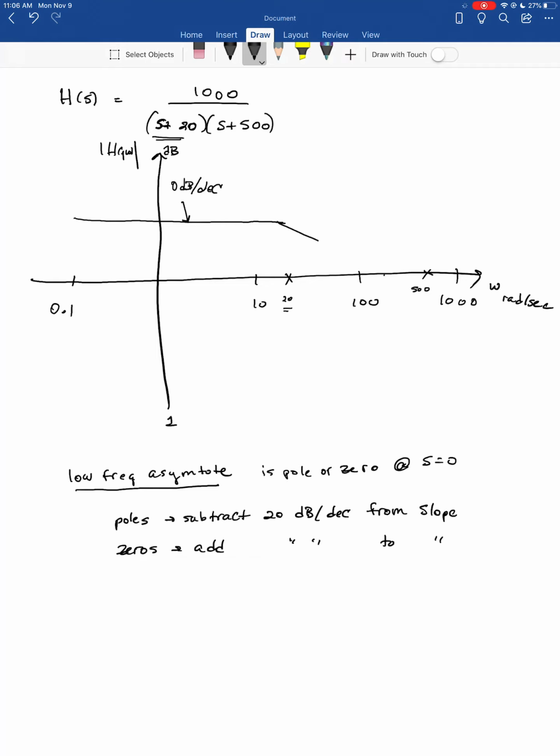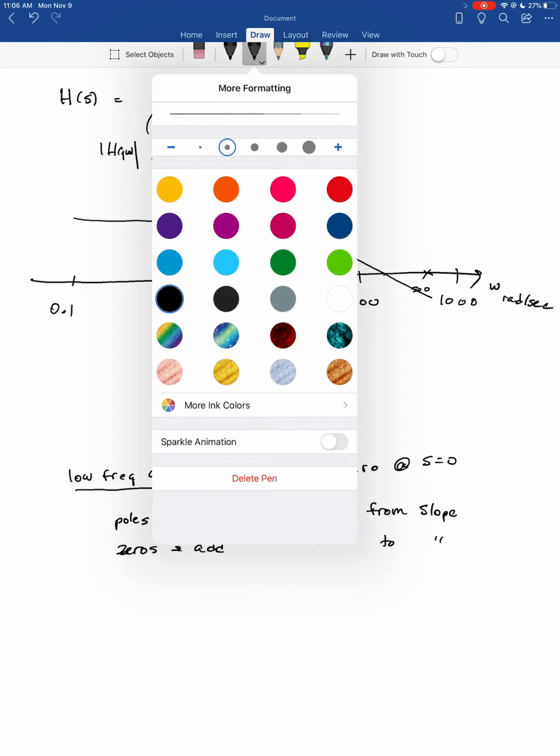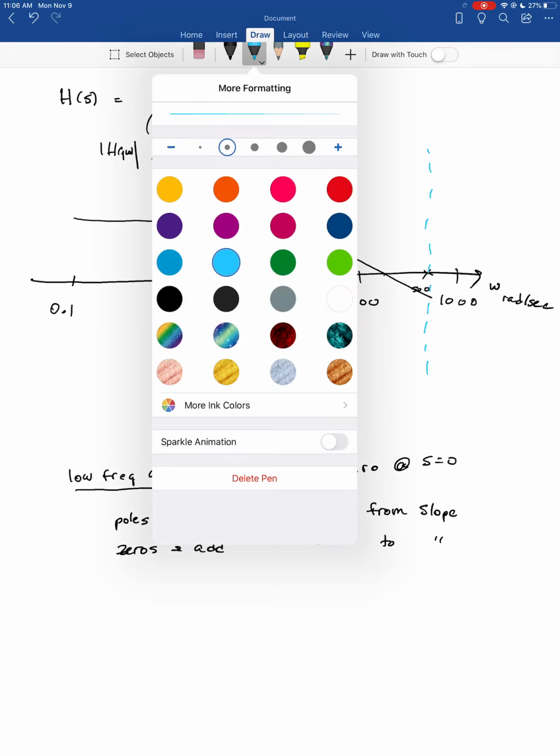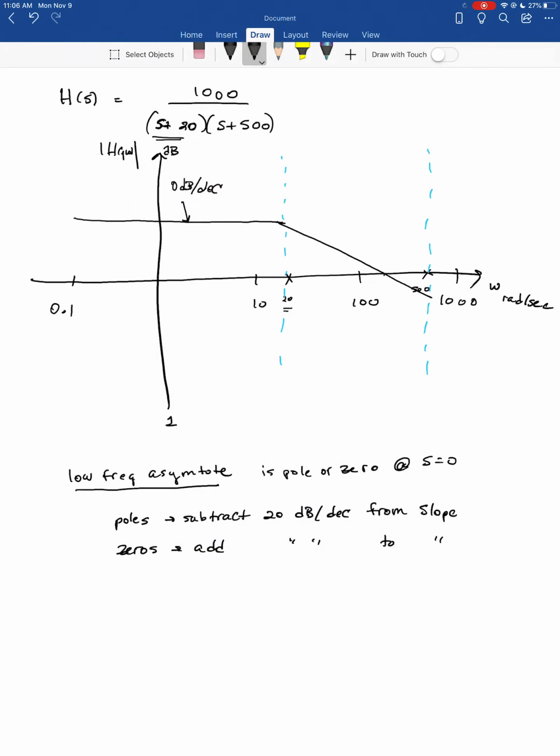So let me try and do that. And that's going to apply until I get to my next critical point. So I could almost, if I wanted to, just as kind of a guide to the eye, put some lines here that indicate at what point I'm going to have a change of slope in my Bode plot.